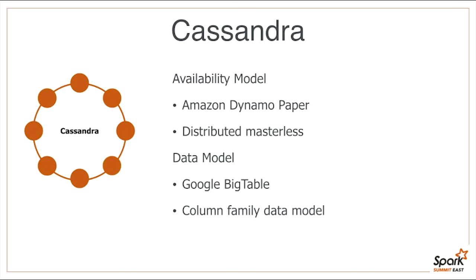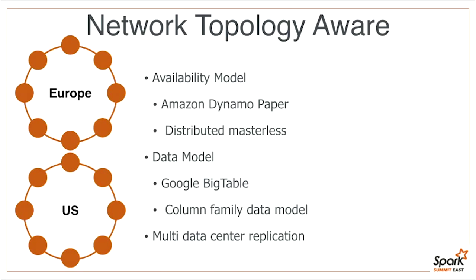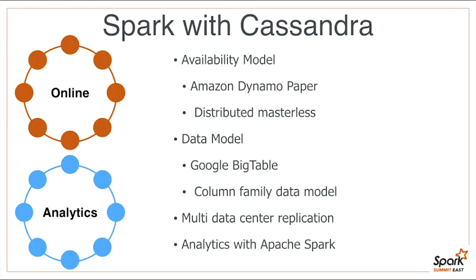So for its availability model, it is based on the Amazon Dynamo paper. It's distributed and masterless. The data model is based on Google's Bigtable. It's network topology aware, and it does multi-data center replication. And then with Spark and Cassandra, a Spark node can transparently communicate across data centers.